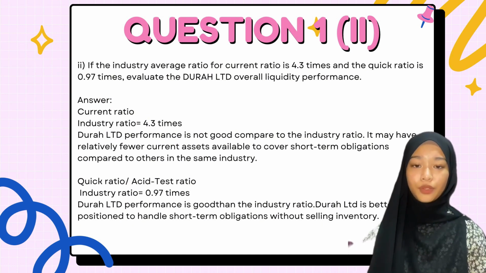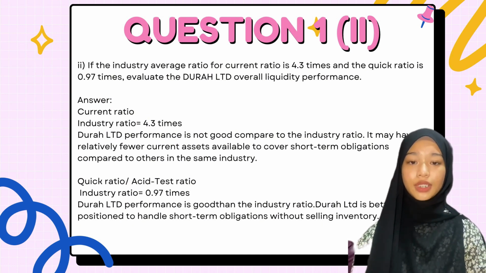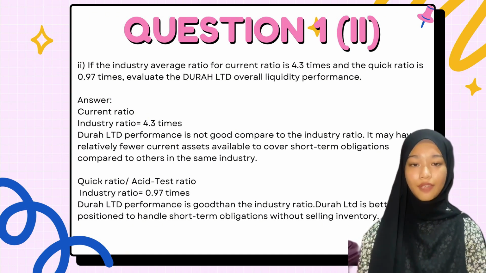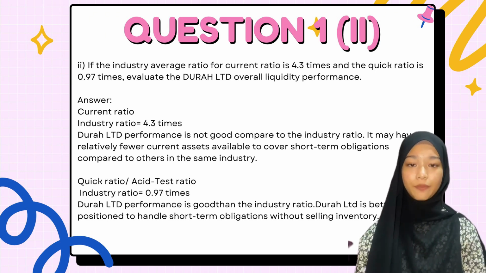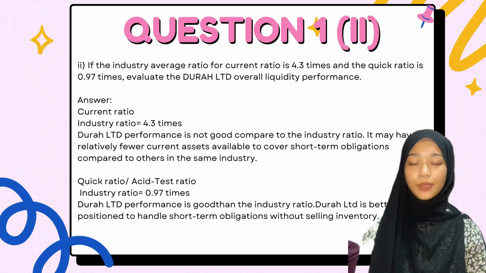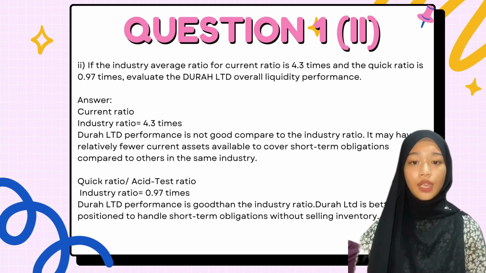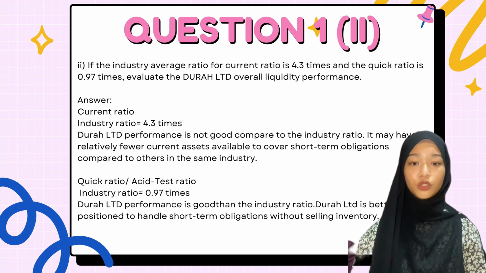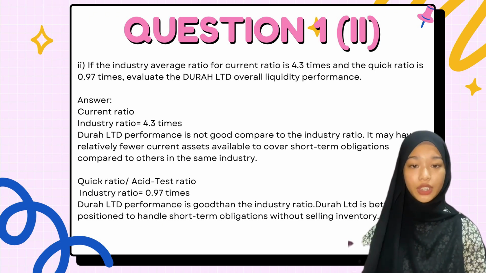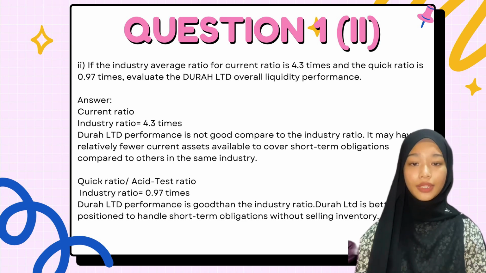Dura Ltd performance for current ratio is 3.57 times and industry ratio is 4.3 times. So, Dura Ltd performance is not good compared to the industry ratio. It may have relatively fewer current assets available to cover short-term obligation compared to others in the same industry.